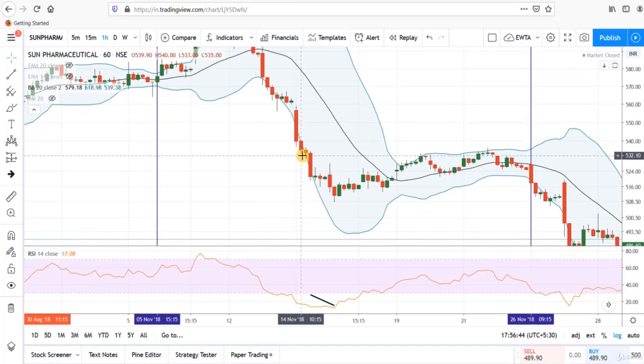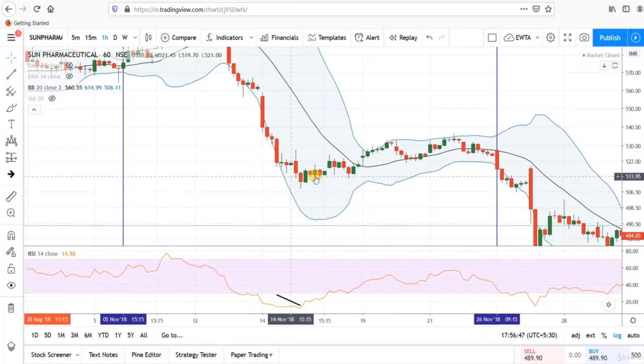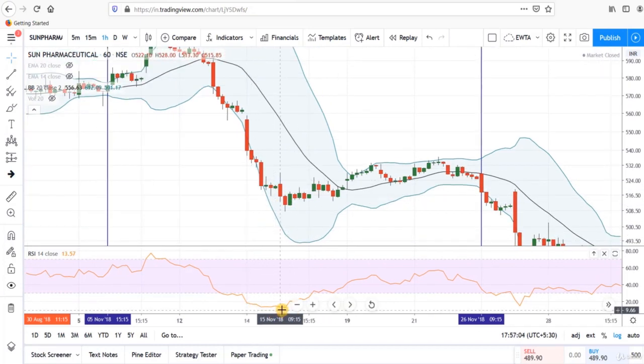All the candles are closing outside the Bollinger Band, but here prices are not able to ride at the lower band, and RSI is also in oversold range. So this is giving a signal of pullback in the prices. So we can exit from our position here.